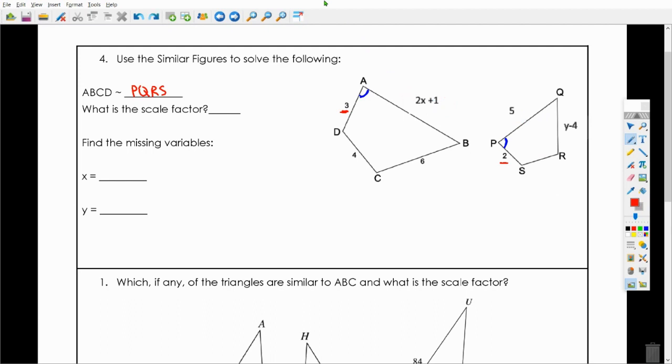We wouldn't be able to do 2x plus 1 and 5 because that gives us a variable. So it doesn't really help us for the scale factor. But 3 and 2 works, so 3 over 2. Or if you flipped it, you could have done 2 over 3. That works as well. So we know all the corresponding sides are going to be like that. It's going to be equal to the 3 over 2.